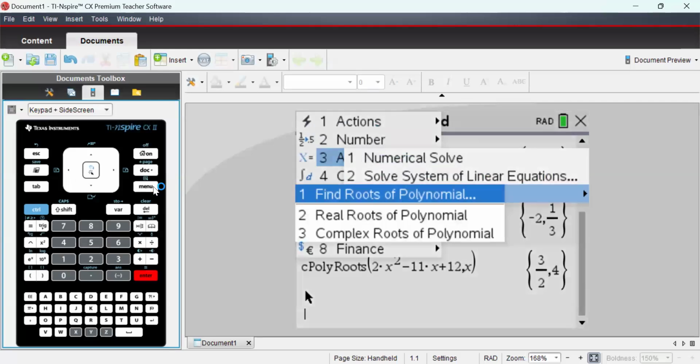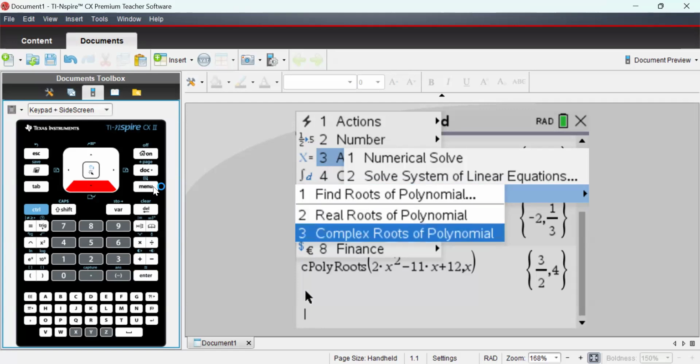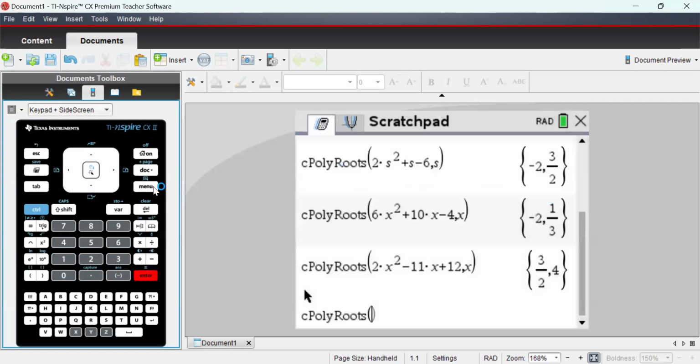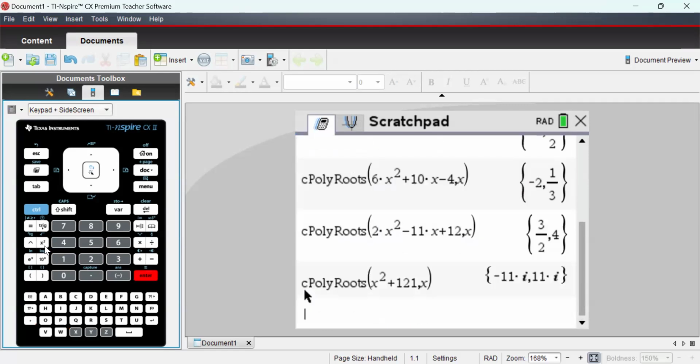Now these are complex roots. You need complex solutions. So you couldn't use real roots. We could use real roots with the other one, but for complex solutions, we'd have to use complex roots. But again, complex roots will also find the real roots. So I just stick with that one so you don't have to swap between the two. So that's our first one we had. And that's going to give me negative 11i and positive 11i.